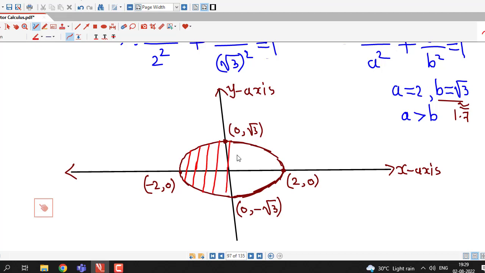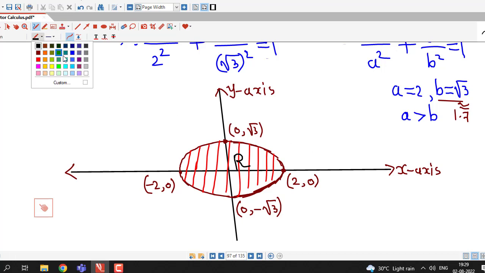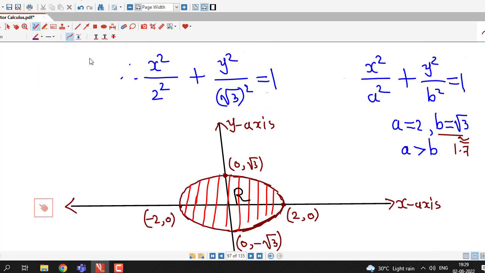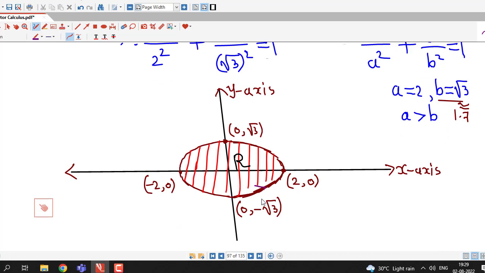Therefore this region shaded by red lines is the region R, over which we will have to find the double integral. We will consider the boundary of this ellipse as the curve C, and we will consider this counterclockwise orientation. So first we try to find the line integral along the boundary of this region, that is curve C, and then we will go for the double integral.